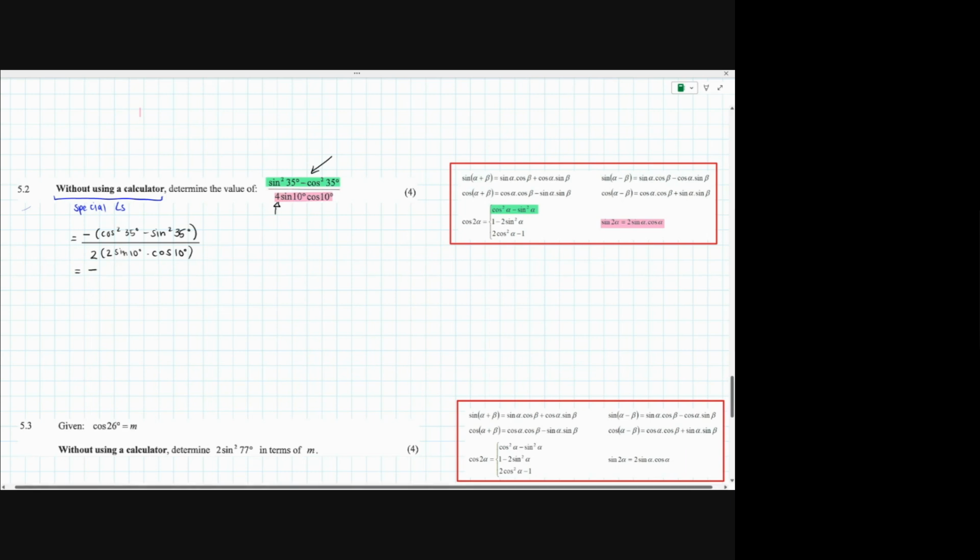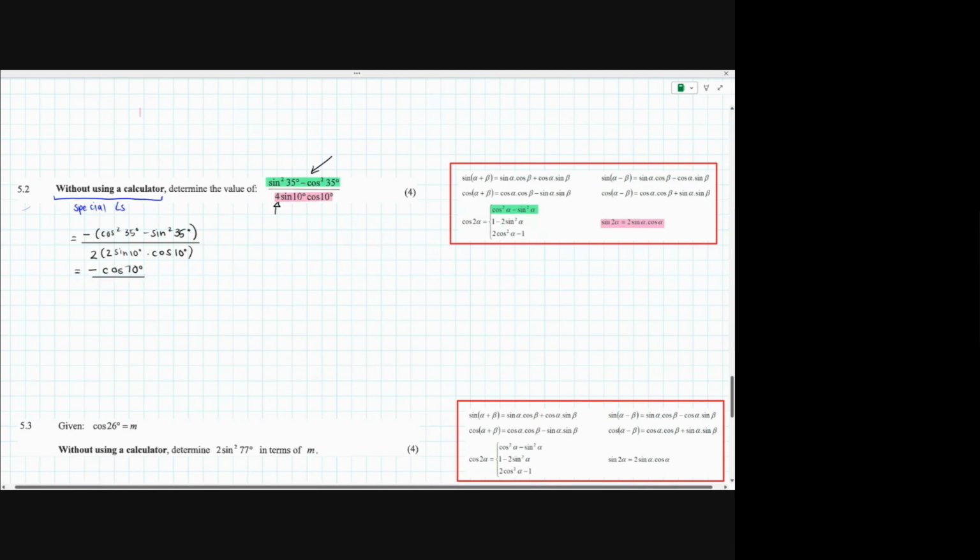So in my numerator, cos squared 35 minus sine squared 35, that's the cos double angle. So this simplifies to a negative cos 70 degrees. Remember, it's still squared. We can't just ignore the squared. Actually, the squared falls away because it's a cos double angle. So 35 times 2, 70. I think I also wrote down 75, so I'm doing real well here.